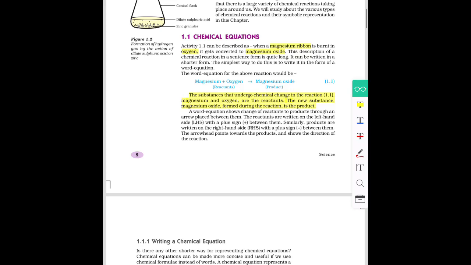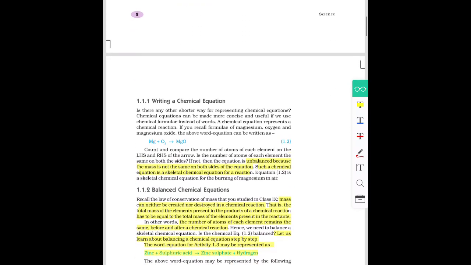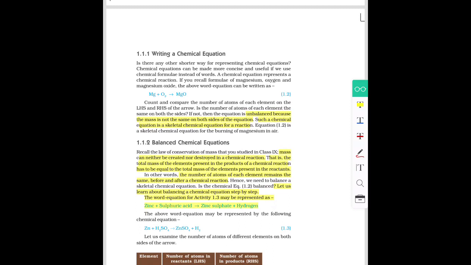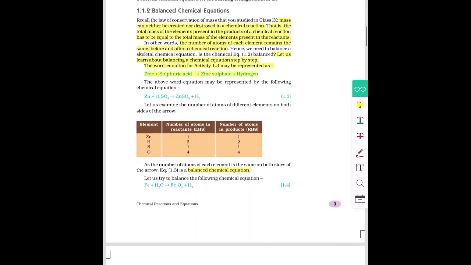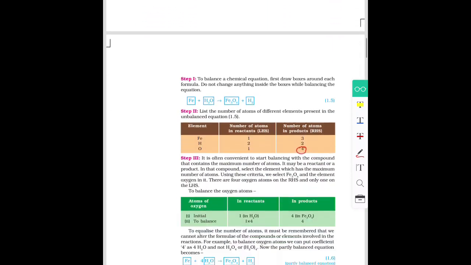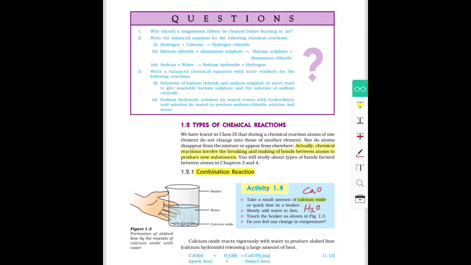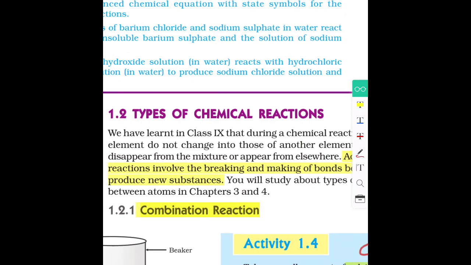We learned how to balance the chemical equation and how to get a balanced chemical equation with various states. Chemical equations and balancing chemical equations need lots of practice, which we will do at the end of the lectures. Now let us move further with the chapter and study types of chemical reactions.